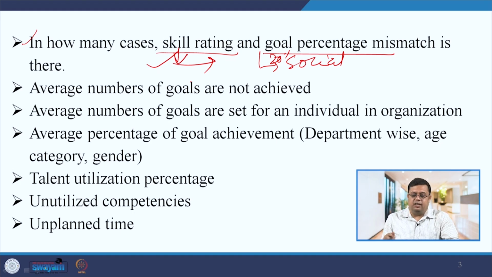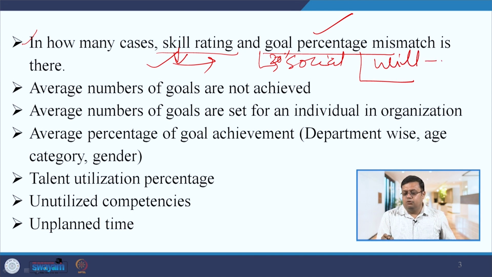His rating is very high, but this goal is not achieved. If this is the case, then you need to assess the will issue of that person, why that person is not willing to do that job even though that person is having that particular skill. So now you can think which type of reward should be given to that person in order to motivate that person to do that particular job.